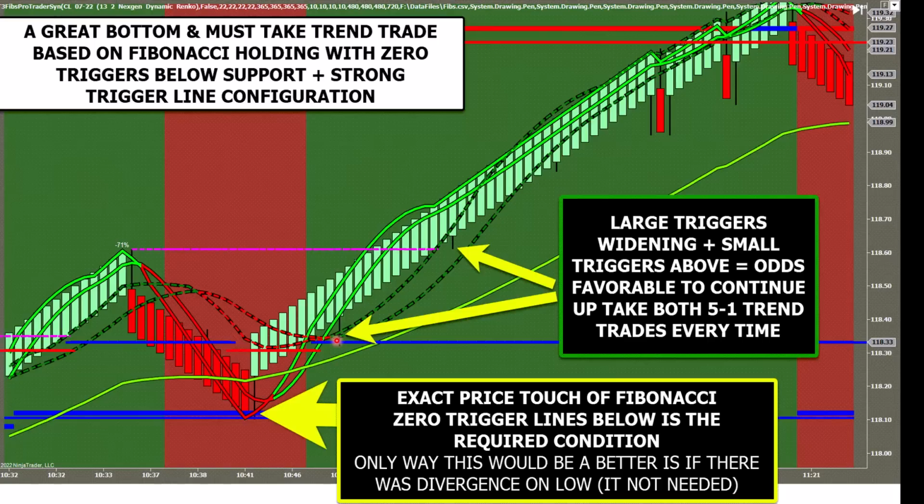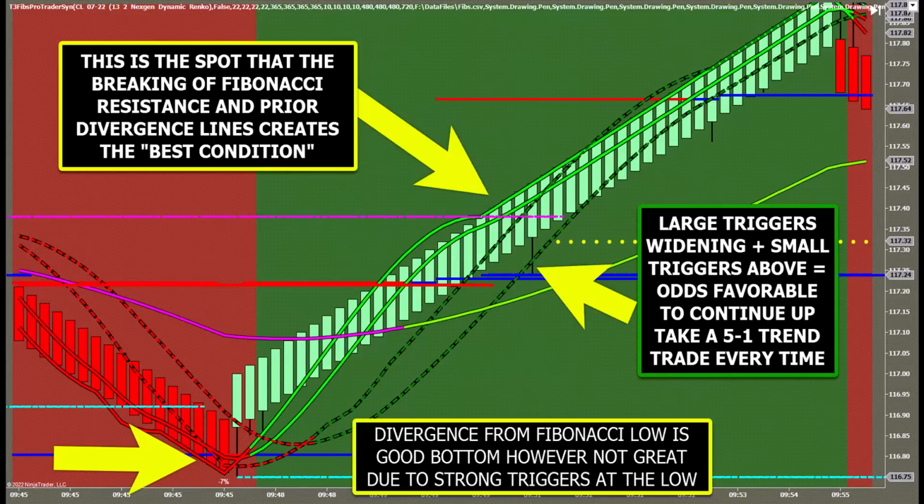So you can see the amount of money from this area where the trigger lines have rolled up to Fibonacci resistance represents $900 on one contract, which is almost 2.5 times the daily goal. So it doesn't take a lot of trades. It takes high probability trades for you to be successful.